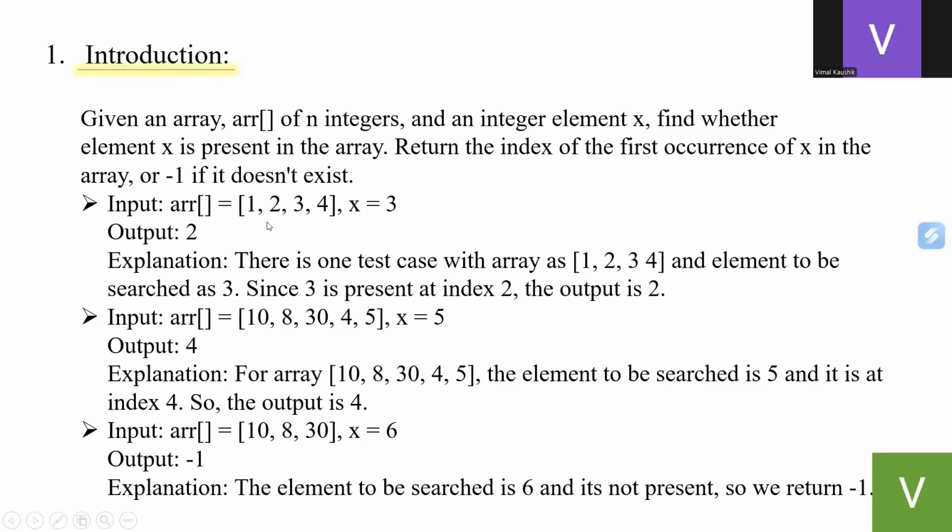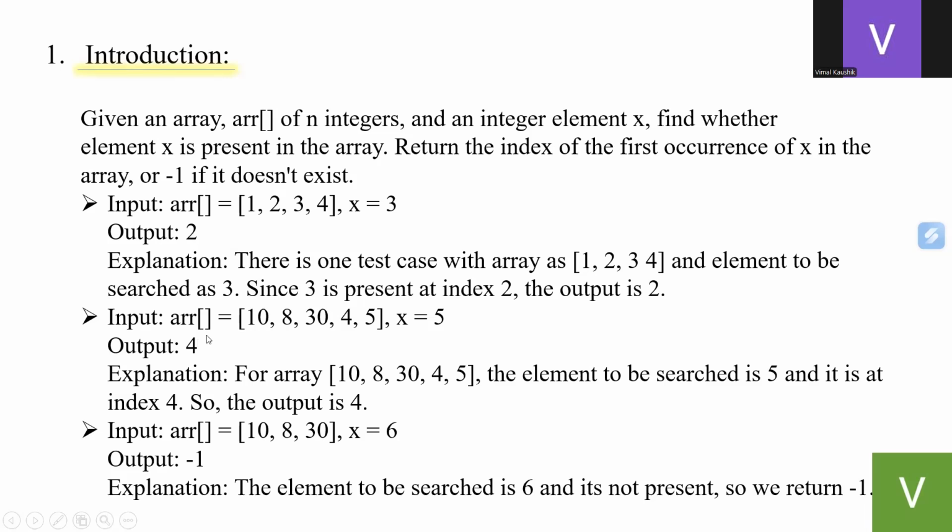It is not equal. So now the target element is compared with the second element of the array. 2 is not equal to 3. So now the target element is compared with the third element of the array. Here 3 equals 3. So the index of the equal value is returned as the output, which is 2.